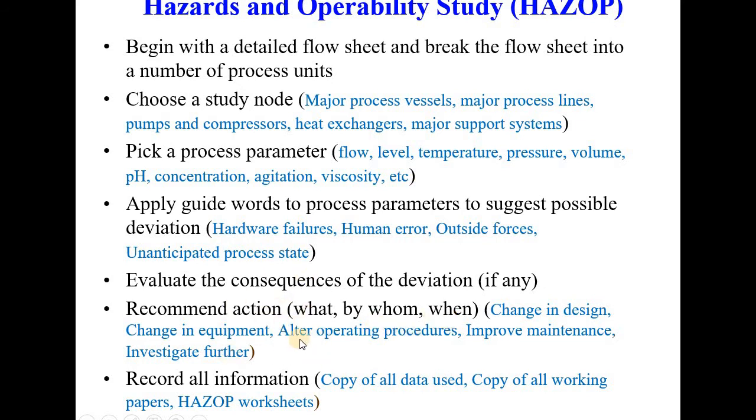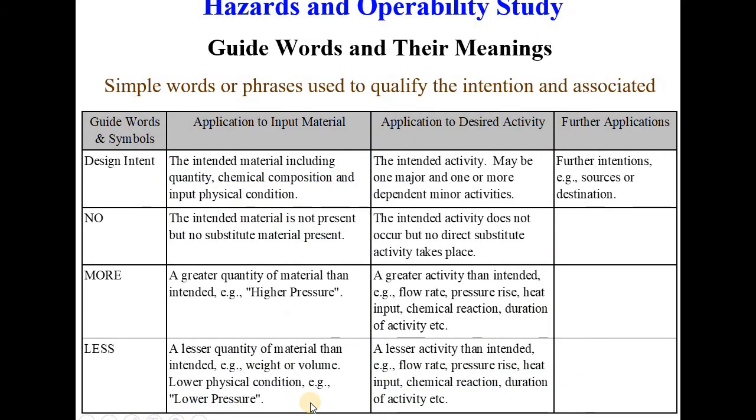So you need to recommend actions really correctly, and then of course you record all the information, all that you have done, all the data used, all of the working papers and all your hazard worksheets. Can we see other hazard worksheets, other than the DOE index there? Yes, of course. But before we go and see the other hazard surveys, let's see the guide words that I was talking about.